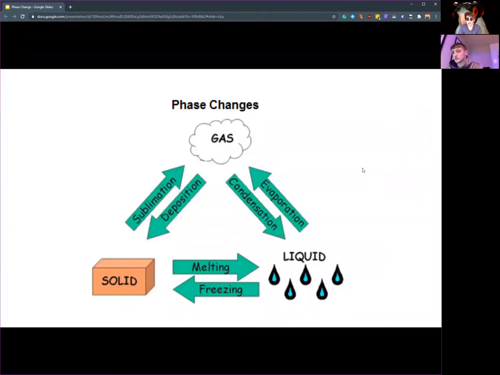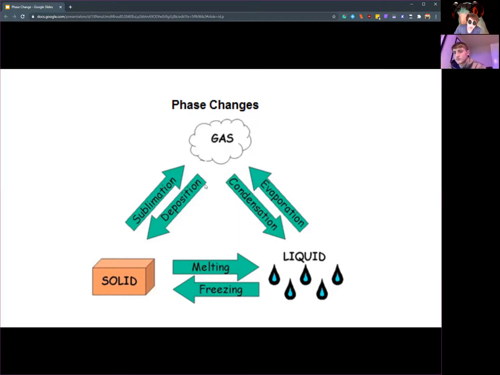Okay, so these are the phase changes, which just means how molecules go from one phase to another. You should already know a solid melts to a liquid, and a liquid freezes into a solid. Then evaporation and condensation: a liquid evaporates into a gas, and a gas condenses back into a liquid. Like we said earlier, the temperatures at which these phase changes occur are the same in either direction.